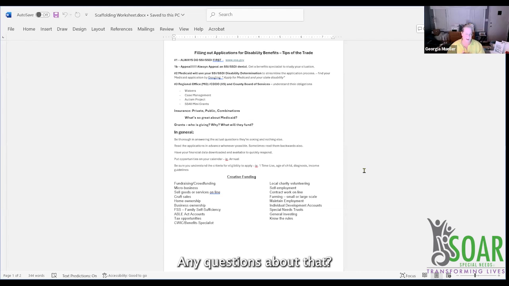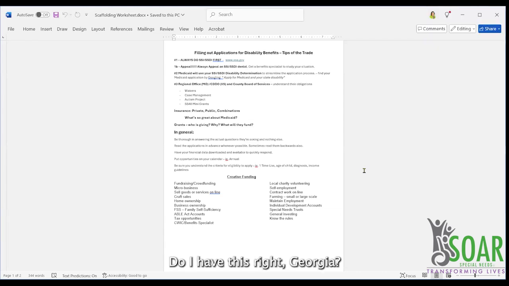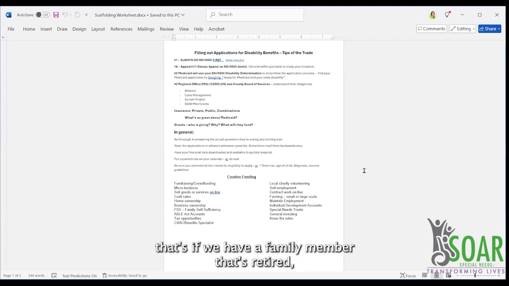Any questions about that? Do I have this right, Georgia? You say go to SSI first, and then if we have a family member that's retired, go to that one next. Is that incorrect?